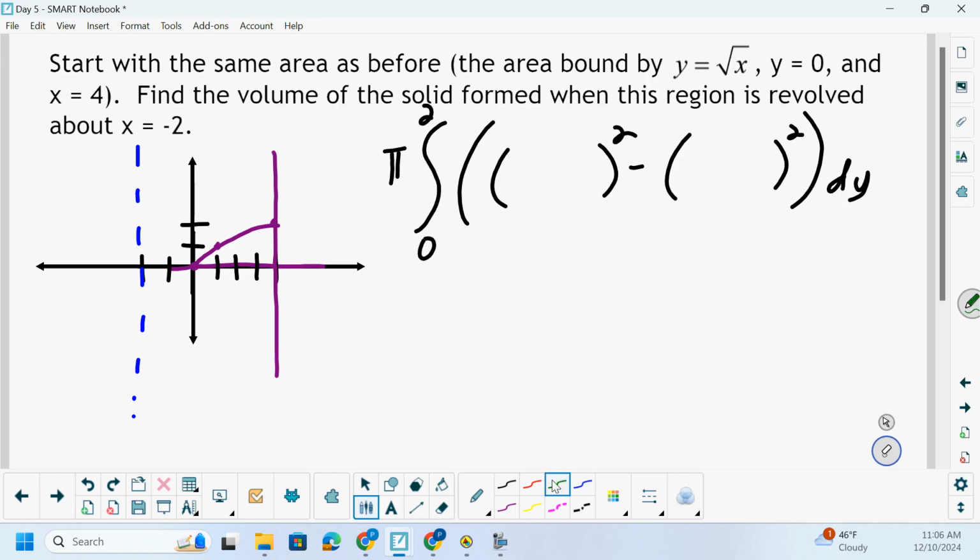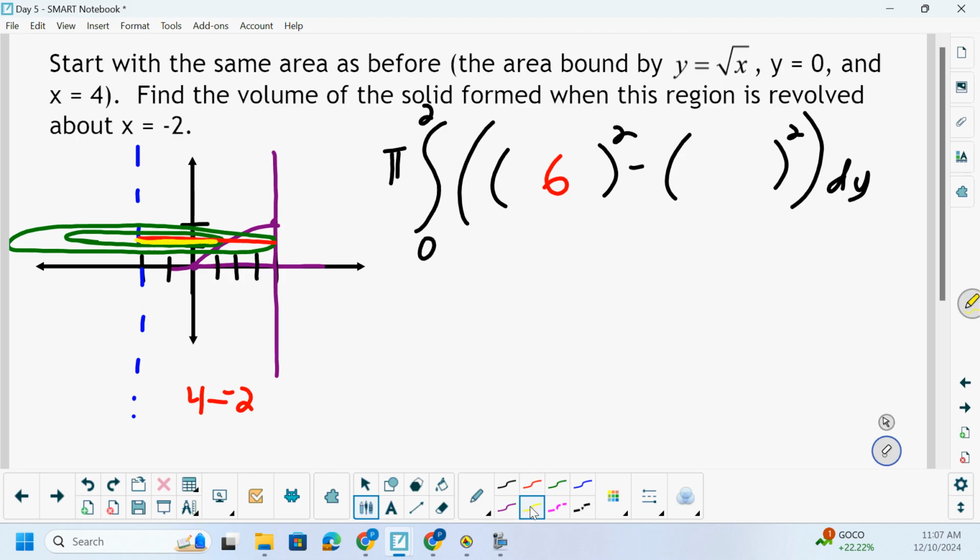I'm going to draw in an example washer. So our outer circle should keep that x equals negative 2 as the center, and then go to the outer edge of our region. The inner circle should keep that x equals negative 2 as the center, and then go to the inner edge of our region. There's our outer radius. It's dy, so we're going to think right minus left. So the right edge is 4 minus the left edge, which is negative 2. So 4 minus negative 2 is just going to give us 6 for the outer radius.